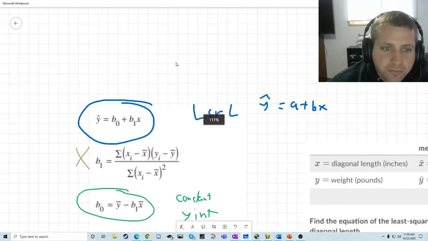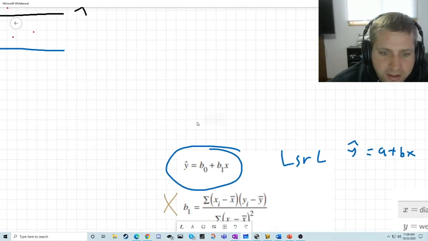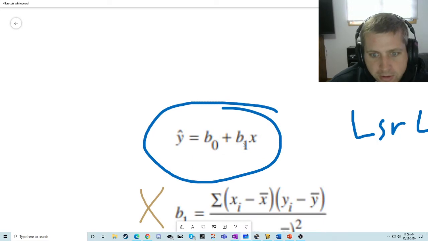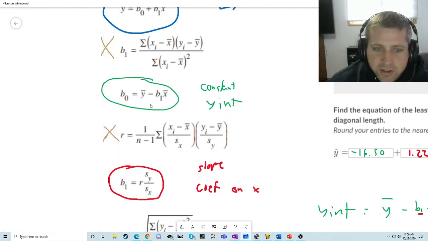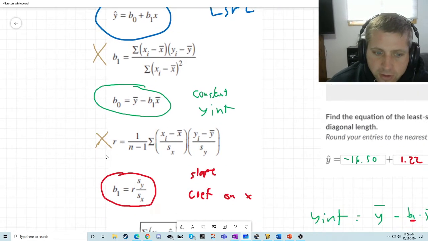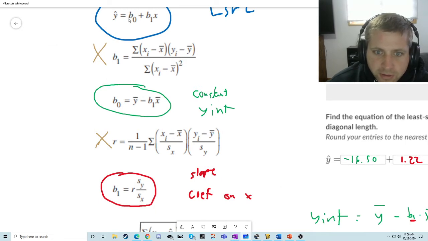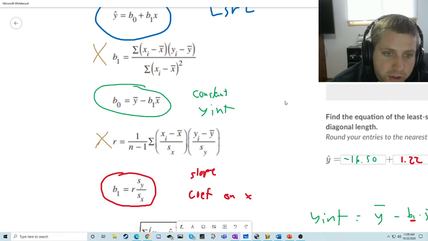This blue one looks a lot like a plus bx. They just call it different names, b0 and b1. That's our y-intercept, the b0, because it's alone, it's called a constant, and b1 is called the slope. Each of these is a formula to find one of those things. The red finds the slope, the green finds the y-intercept, or the constant. You have to have the slope, you have to have red, to find green, because b1 is in the green formula. So when I'm doing this question, I'm going to find red, then green, and I'll plug it all in.